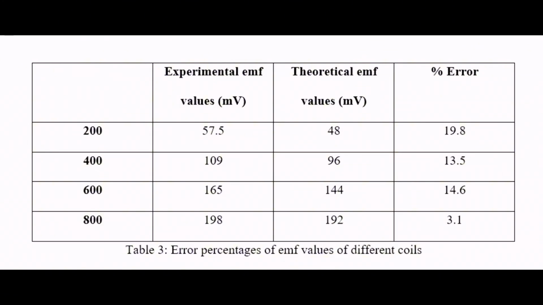The error might have been caused by the sensitivity of the experiment components and human mistakes during the experiment. Also, the theoretical values might not be calculated accurately, since delta T and B values might not be exactly accurate.